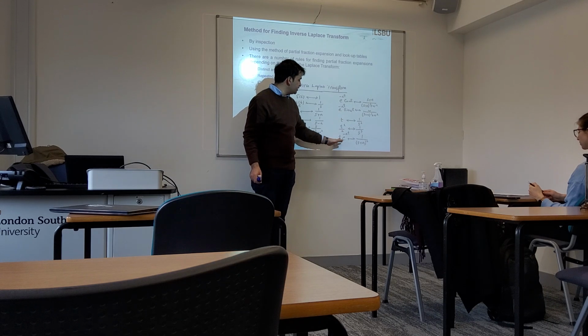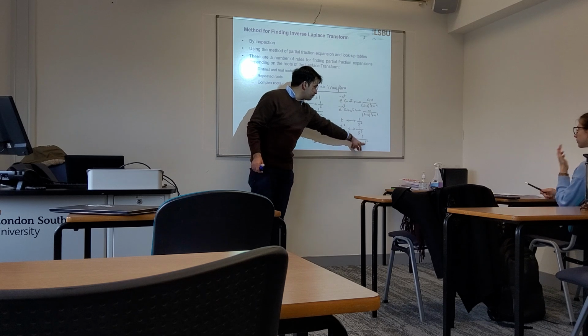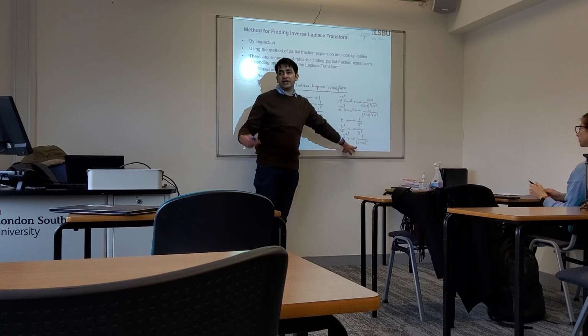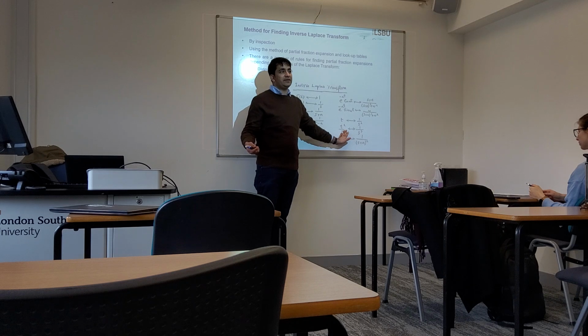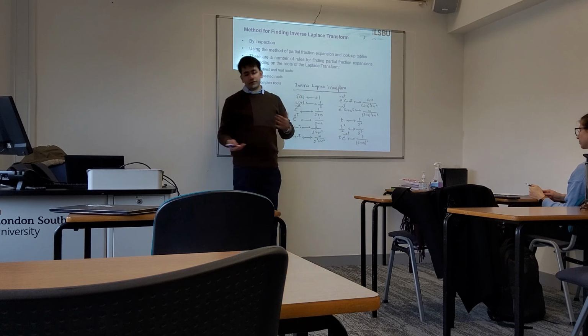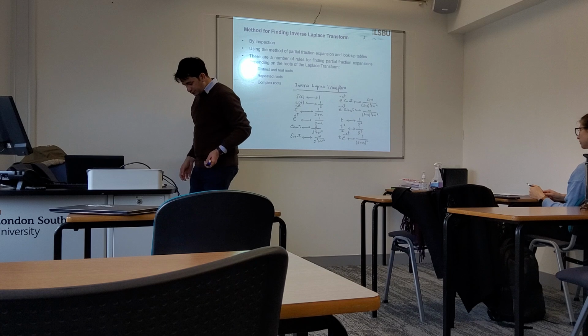If we have any shift, for example, if you have 1 by s plus a square, so we know that 1 by s square is for t, and if you have e power minus a multiplied by it, it would be a shifted term.